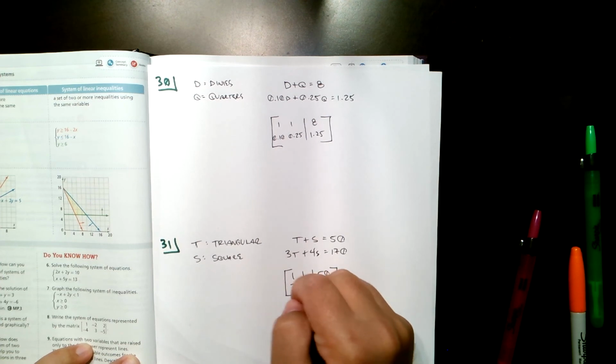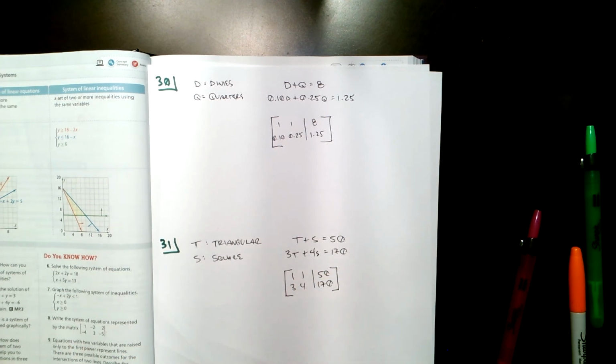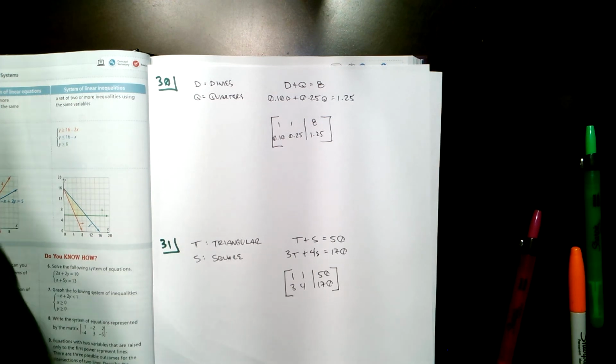So in augmented matrix form, we're finally wrapping this up, it is 1, 1, 50, because that's a 1, and then it's equal to 50. 3, 4, 170.